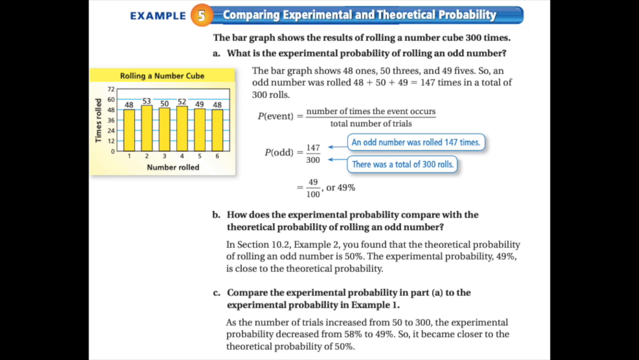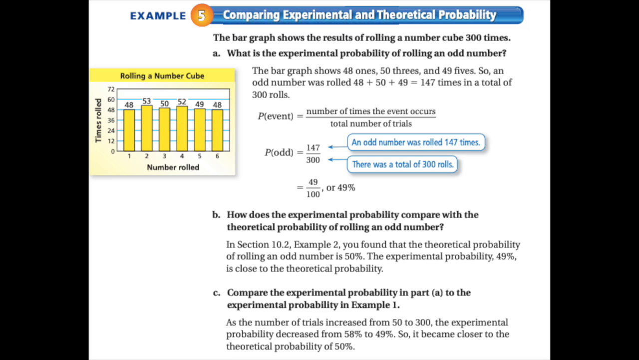Moving on to example 5 on page 416, this is where we're going to put everything together. So it's comparing experimental and theoretical probability. So the first part, the bar graph shows the results of rolling a number cube 300 times. So this is experimental probability. The experimental probability of rolling an odd number, they've done the work for us.